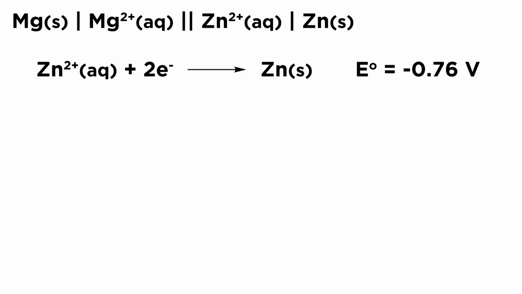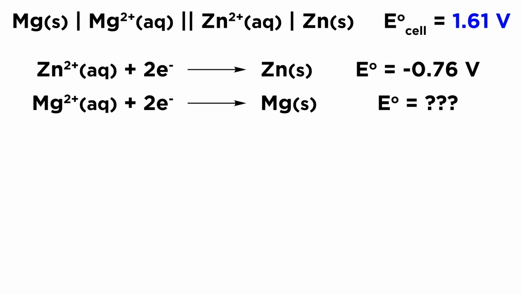And just one more to be thorough. Let's look at this galvanic cell involving magnesium and zinc with the components listed in cell notation. This time we are given that the standard reduction potential of zinc 2 plus is negative 0.76 volts, and the standard cell potential for the cell is 1.61 volts. What is the standard reduction potential of magnesium 2 plus?